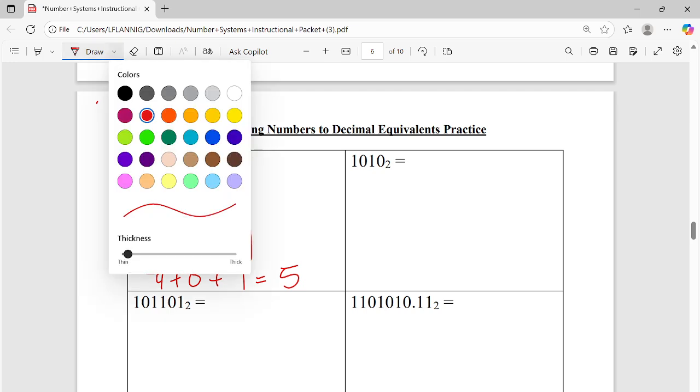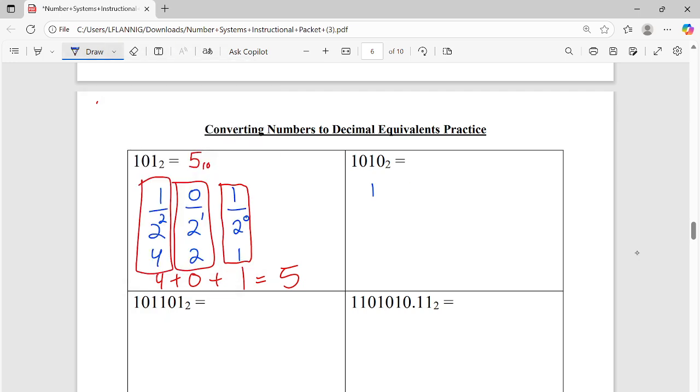Let's try again. This again, 1, 0, 1, 0. Then you put a line underneath each one. Put 2's underneath each one because of this base 2 number right here. Then we're going to say 2 to the 0, 2 to the first, 2 squared, 2 cubed. Then actually do each of those. So that's 1, 2, 4, 8.